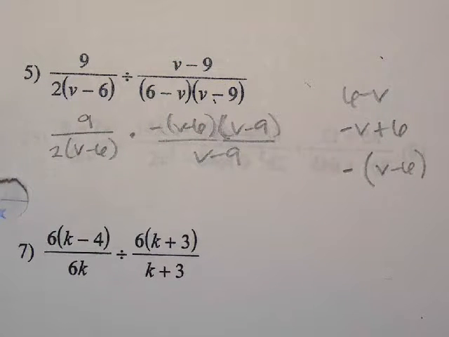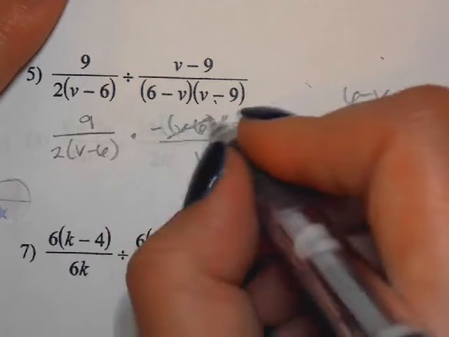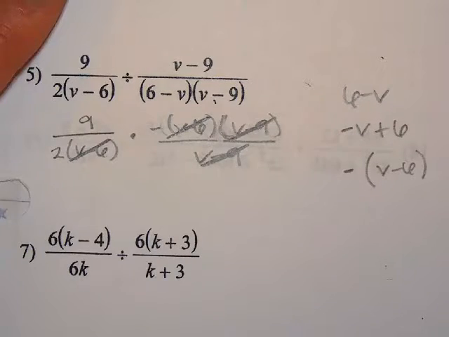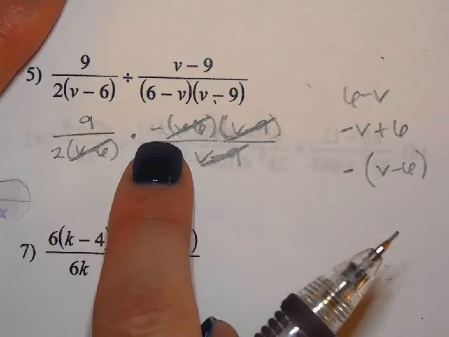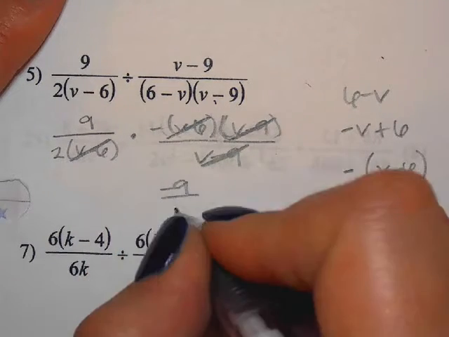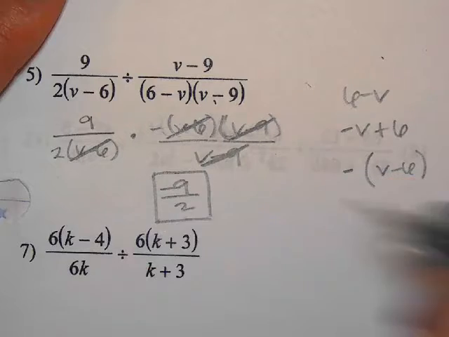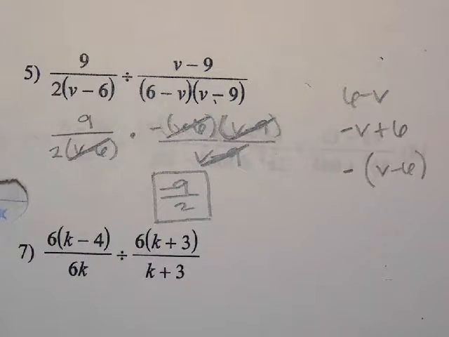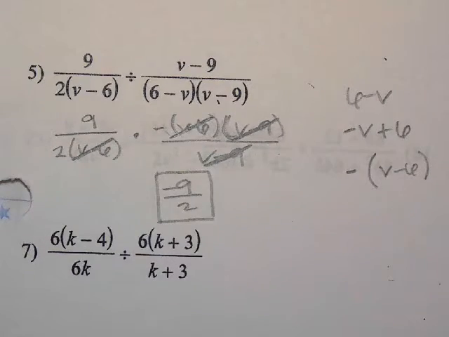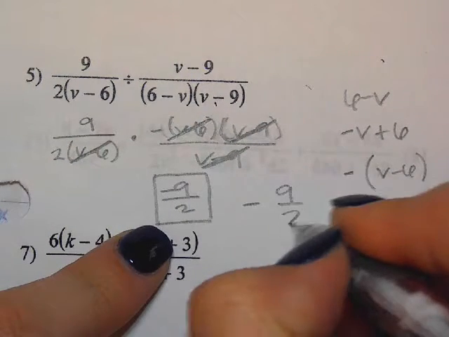Okay, do you see any tops and bottoms that are identical? The v minus 6 and the v minus 9. And so you're left with 9 times a negative, negative 9. And on the bottom, you're just left with a 2. Because it's only on the top. You could say negative and then 9 over 2, like that.